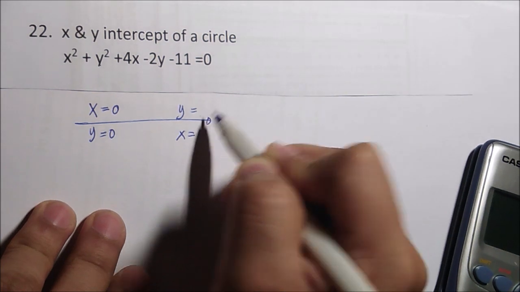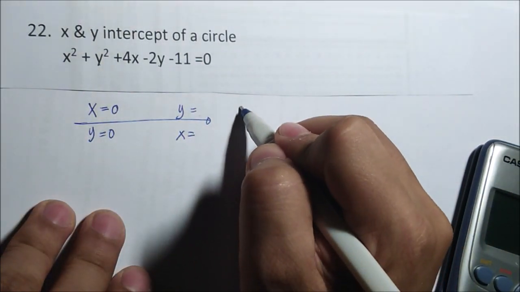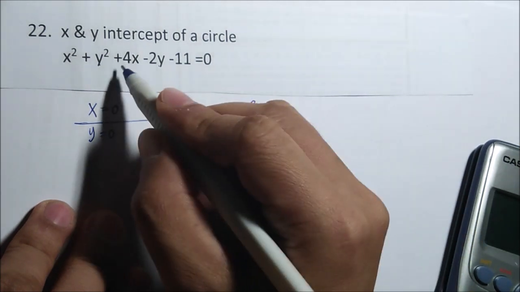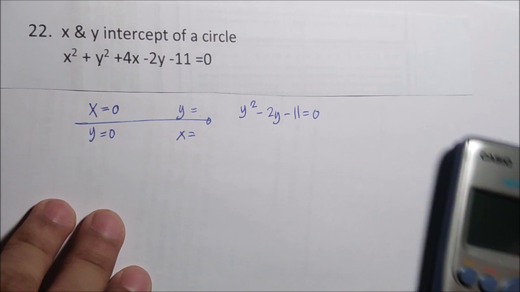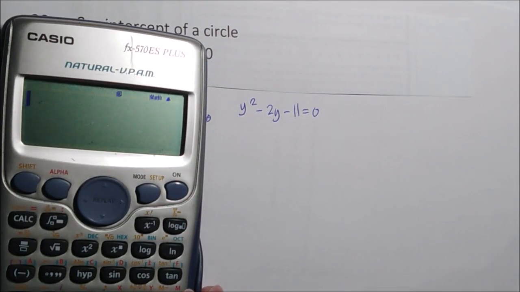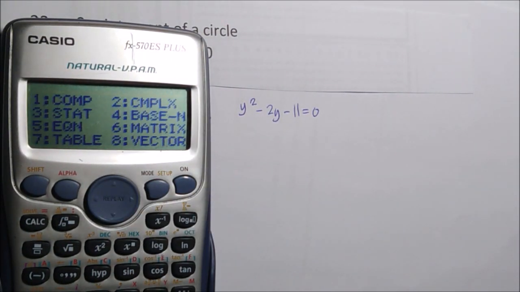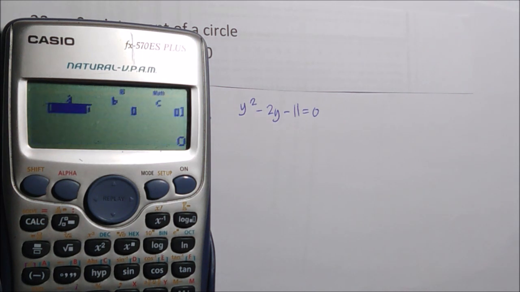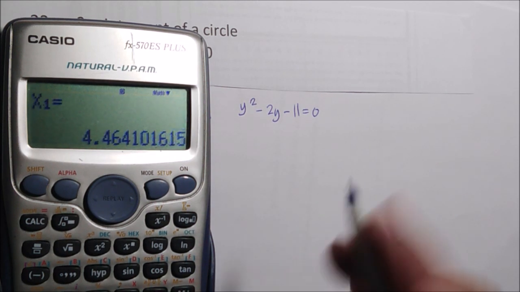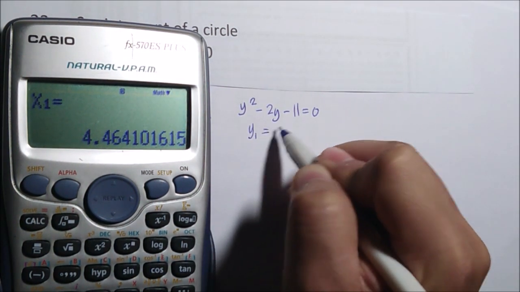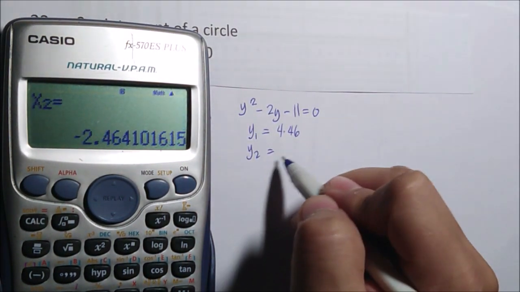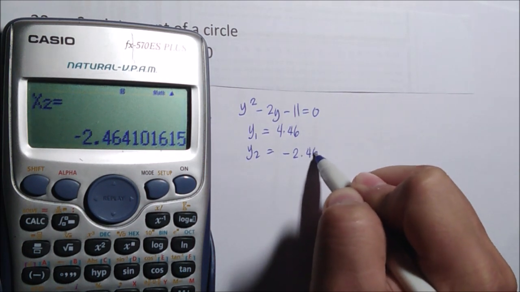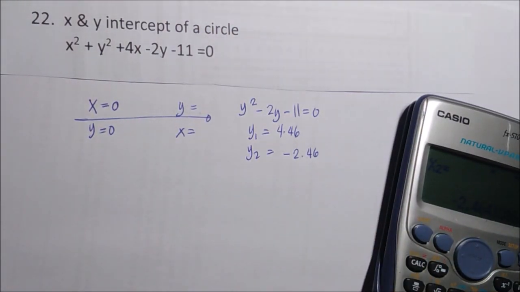First one, if x equals 0, the equation remaining will be y² − 2y − 11 = 0. So this is a quadratic, and using a calculator, mode 5, 3, and we have 1, −2 and −11, equals. We have y1 equals 4.46 and y2 equals −2.46. So this is the y-intercept.